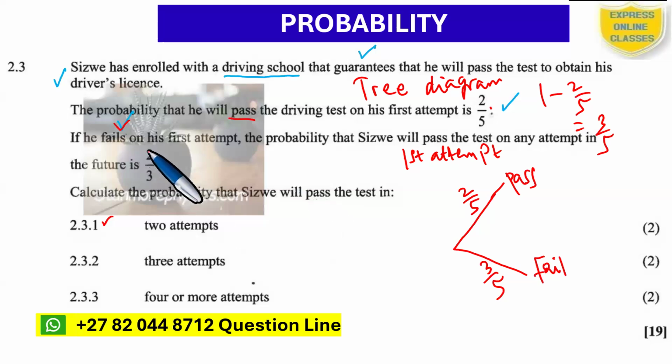If he fails on his first attempt, the probability that Sizwe will pass the test on any attempt in the future is 2/3. So now, if he fails, then there's a chance that he can pass, or he can still fail again. Sizwe can fail again.